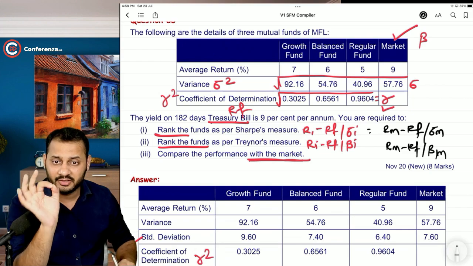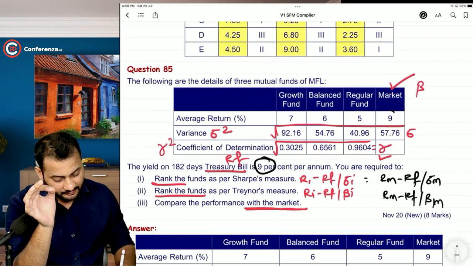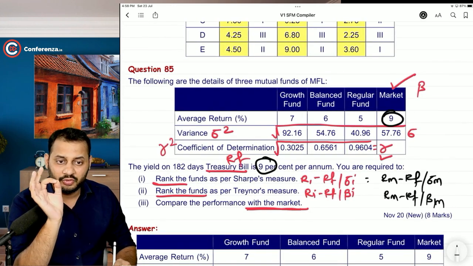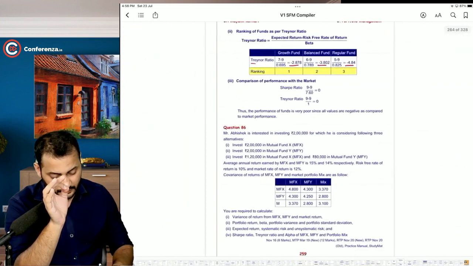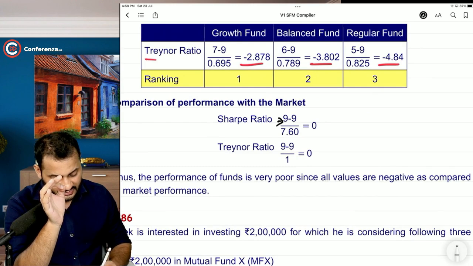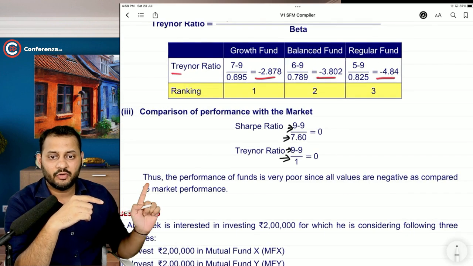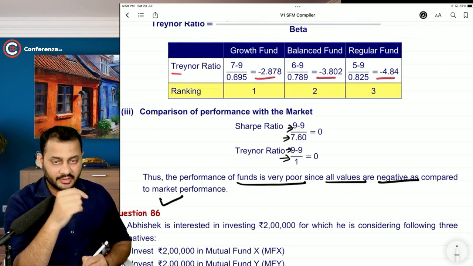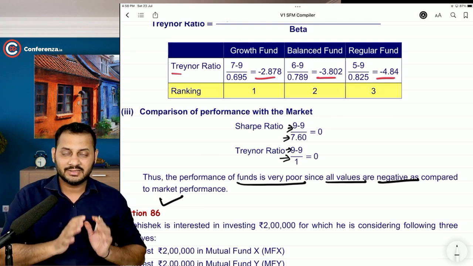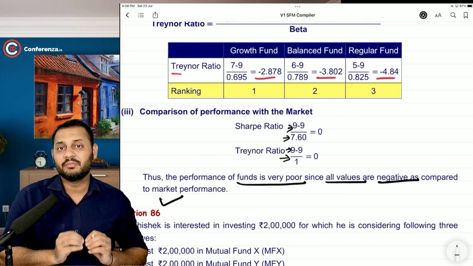But unfortunately, 9% is the risk-free rate and 9% is the market return. So the numerator will become 0. The final answer will become 0. 9 minus 9 divided by standard deviation of the market. 9 minus 9 divided by beta of the market, 1. Thus, the performance of the fund is very poor since all values are negative as compared to the market performance. See, the market is at least giving 9% return.